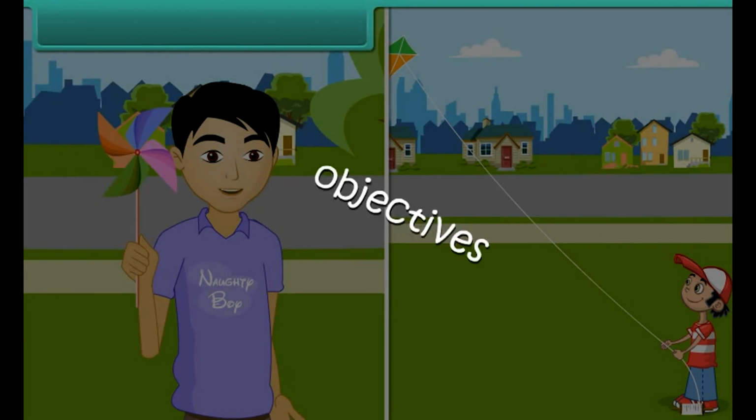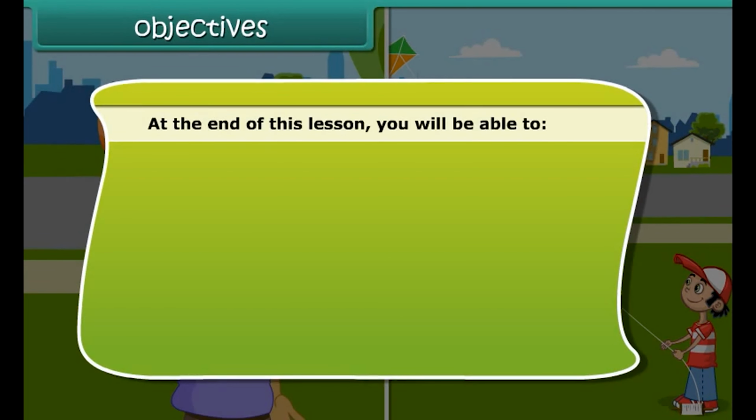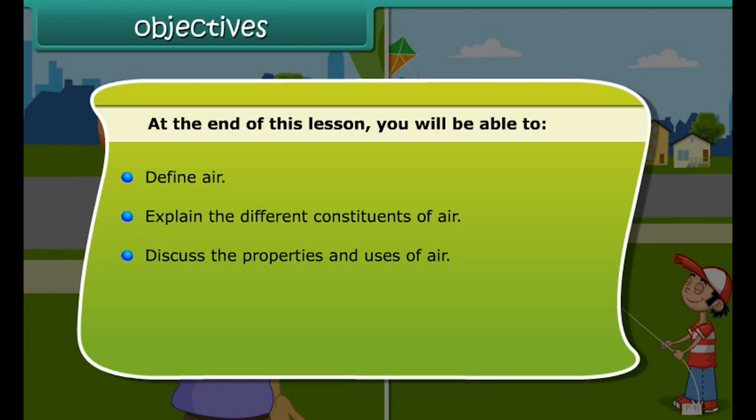Objectives. At the end of this lesson, you will be able to define air, explain the different constituents of air, discuss the properties and uses of air, explain air as a mixture.